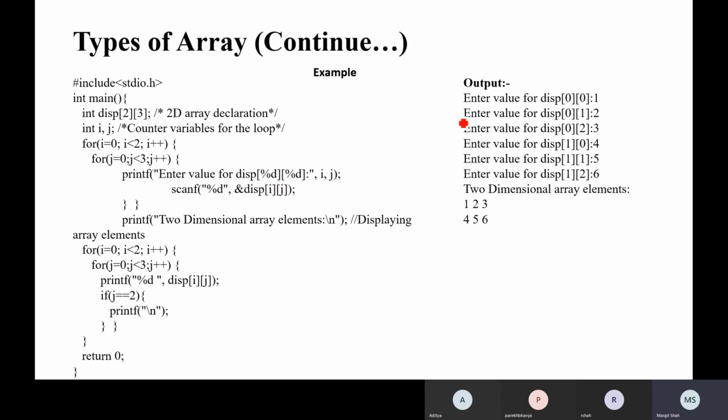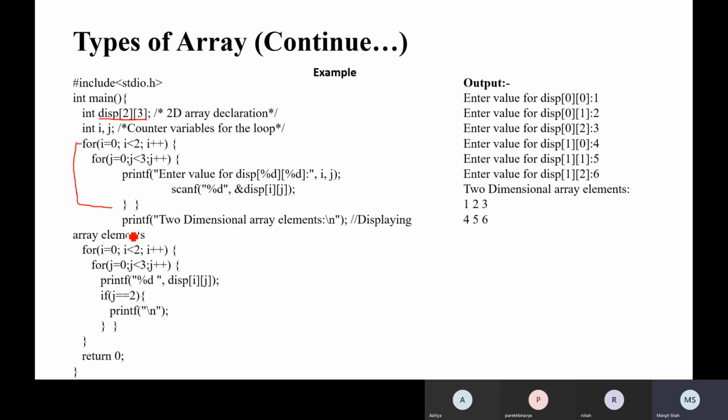So ultimately it will print like, enter the value of disp 0 0, right? And we use the scanf statement, that is scanf %d ampersand disp of i j. So it will scan the value for disp of i j, that is 0 0, and store it into the array. So with the help of this loop, basically we are able to scan the values for the array disp at runtime, right?